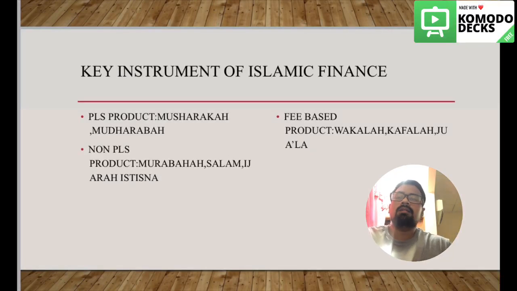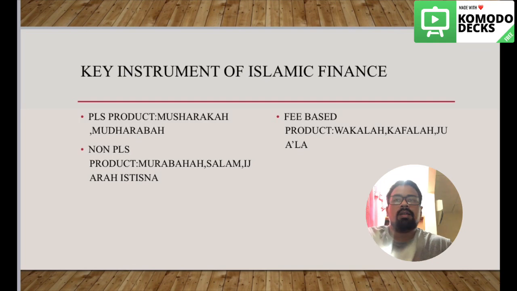We move to the next slide, which is the key instrument of Islamic finance. We can divide it into three sections, that is PLS product, non-PLS product, and fee-based product. PLS product, or profit loss sharing product, is closest to the spirit of Islamic finance compared with non-PLS financing. Its core principle of equity and participation, as well as its strong link to real economic activities, help promote a more equitable distribution of income, leading to a more efficient allocation of resources. There are two types of PLS financing, that is musyarakah and mudarabah.